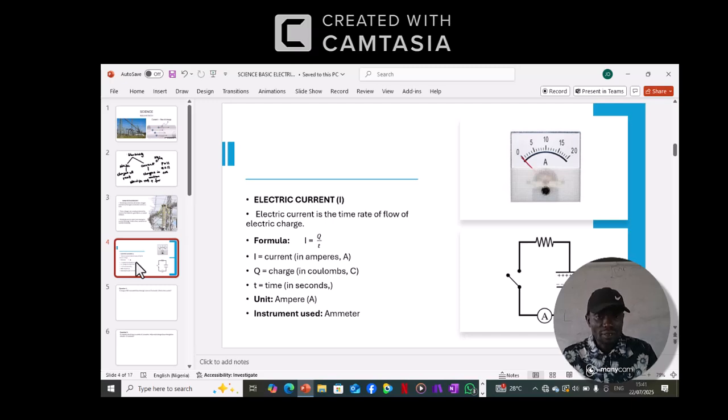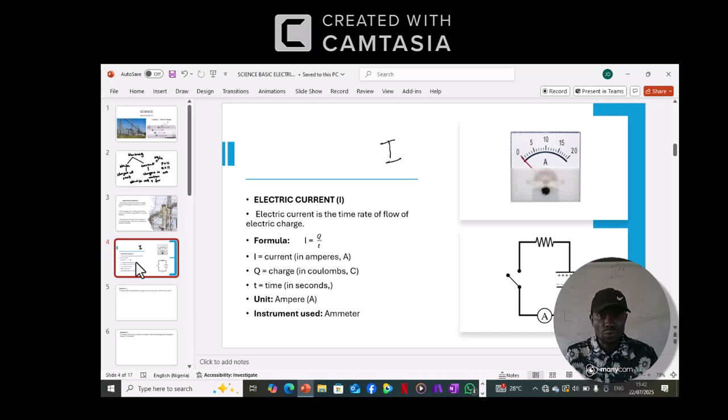What is electric current? Electric current is the time rate of flow of electric charge. So I said current electricity is the study of charges in motion. Charges in motion, when they flow from one part of a conductor to the other, that is known as electric current. And the symbol that we use for current is I. When you say I, it means current.